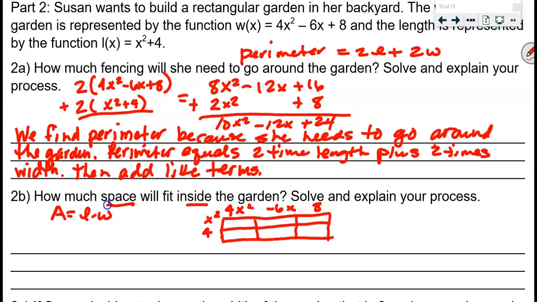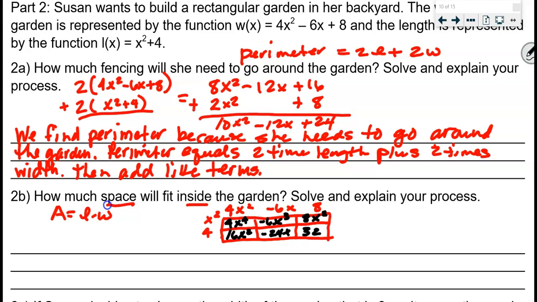We'll see. So 4x times x squared would be 4x to the 4th. Negative 6x times x squared would be negative 6x to the 3rd. This would be 8x squared. Then we've got 16x squared. Negative 6x times 4 is negative 24x. And then 8 and 4 is 32.